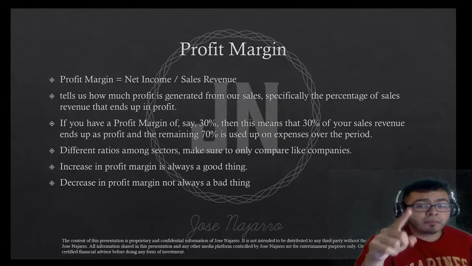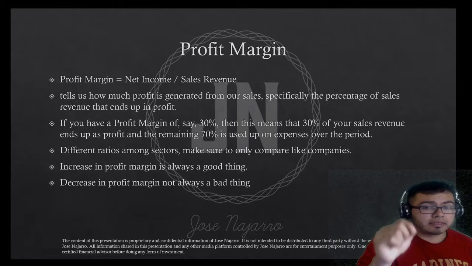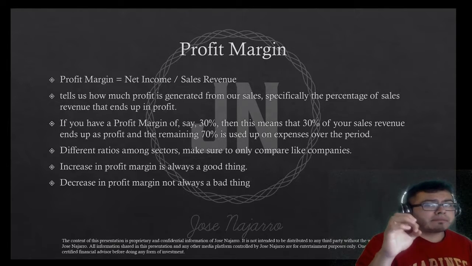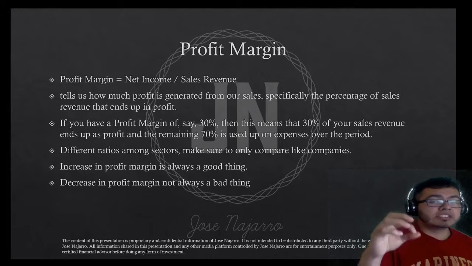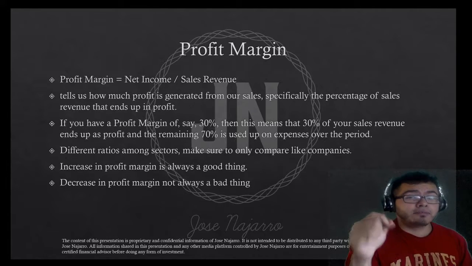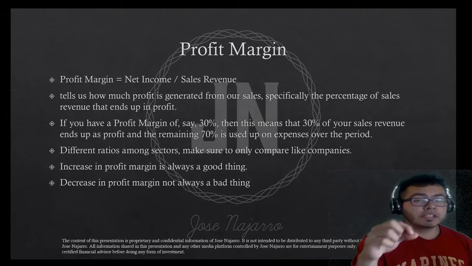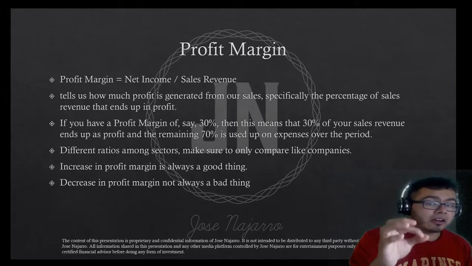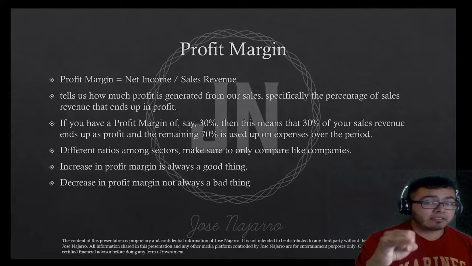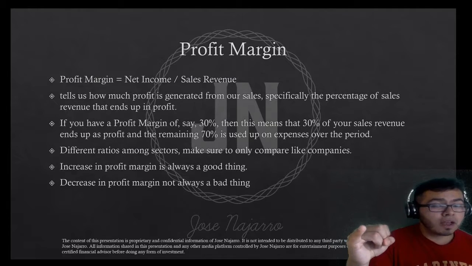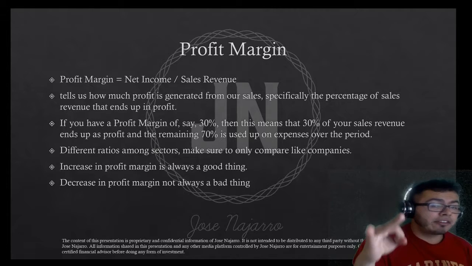A decrease in profit margins is not always a bad thing, right? So let's say our profit margin stays the same. Our net income could increase, but our sales revenue could increase even more. If our sales revenue increases at an even higher rate than net income, then our profit margins will go down. But that doesn't mean a bad thing, right? We're still receiving higher sales revenue and we're still receiving a higher net income.